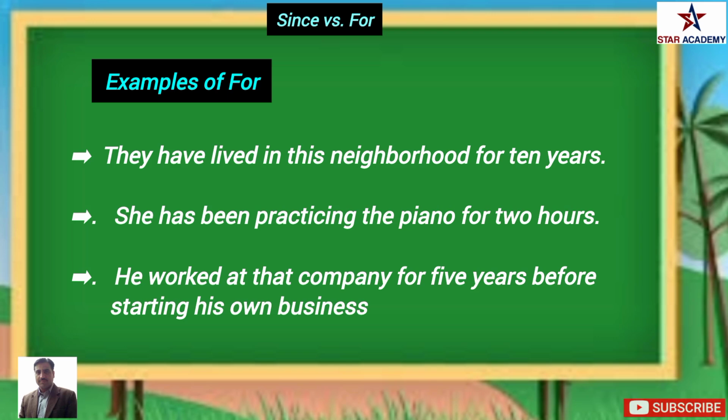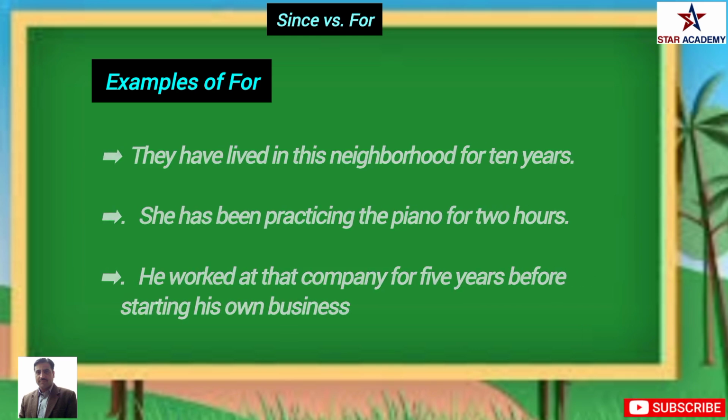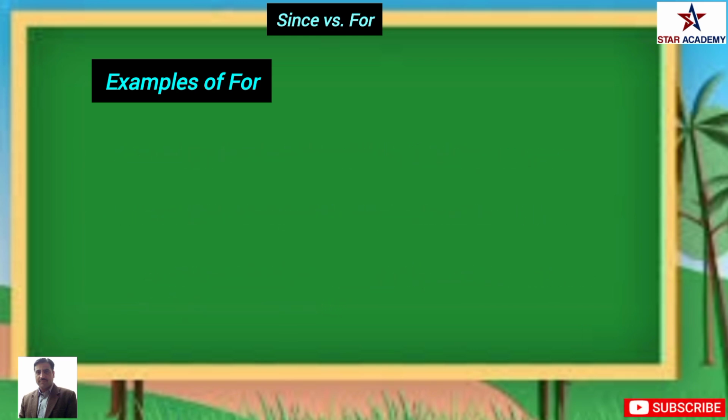Now, in these three sentences, for is used to indicate duration of time. In the first sentence, for indicates the duration of 10 years. In the second sentence, for indicates the duration of 2 hours. And in the third sentence, for indicates the duration of 5 years.